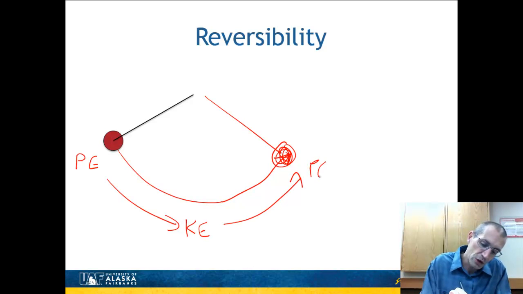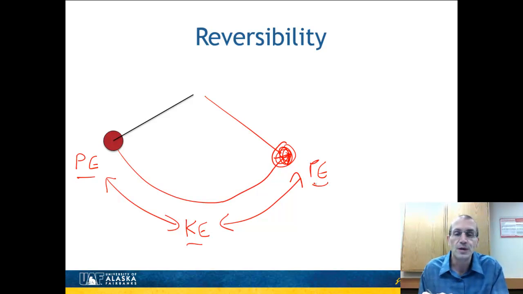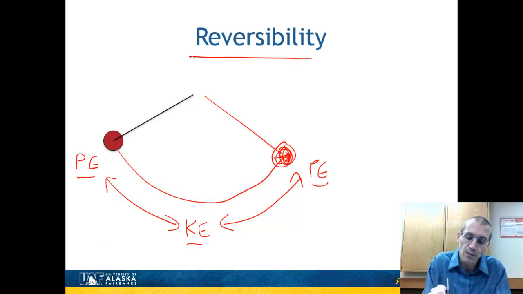Then it goes back into potential energy, and if it swings back and forth, neglecting any air friction, this could go on forever. We're doing an energy transformation, transforming potential to kinetic, and then kinetic to potential, and again. So this is an energy transformation that does occur in both directions. Therefore, this is a reversible process, and we'll talk a lot about that, as I mentioned, in the second law.